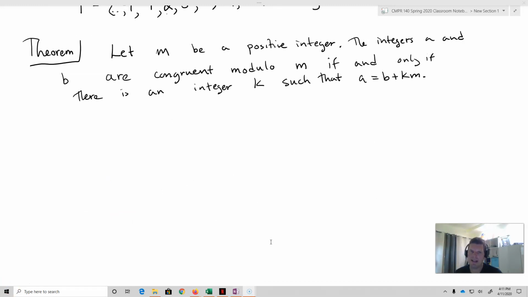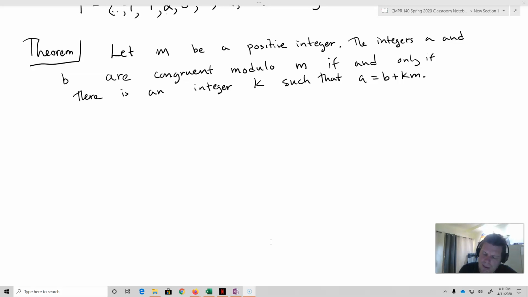So let's take a look at a basic theorem that kind of builds on this idea of the congruence class. So let m be a positive integer. The integers a and b are congruent modulo m if and only if there is an integer k such that a equals b plus km. All right, and so basically all this is saying is that we can add some multiple of m onto b and end up with a. All right, or in fact, subtract if b actually ends up being negative. So let's take, for example, we saw some other ones.